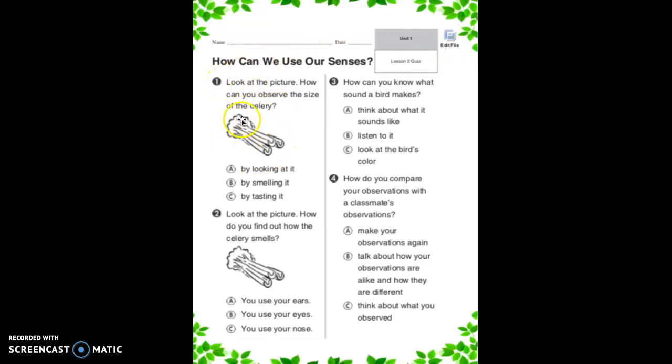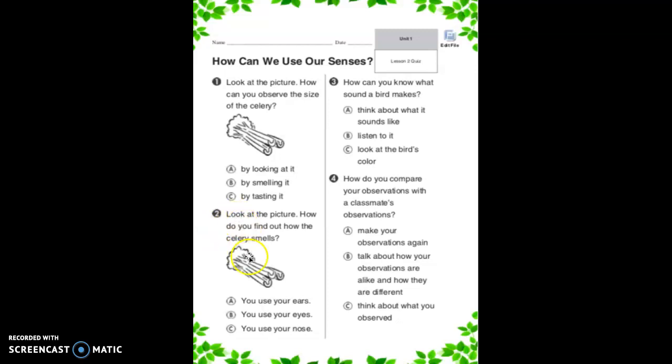Let's start with number 1. Can you guys look at this picture? How can you observe the size of the celery? Would you observe the size by A, looking at it, B, smelling it, or C, tasting it? What would you do to observe the size of the celery? A, looking at it, B, smelling it, or C, tasting it? Go ahead and bubble in your answer.